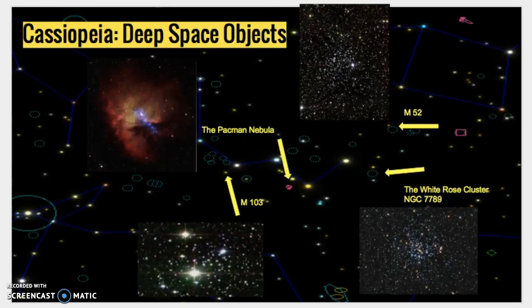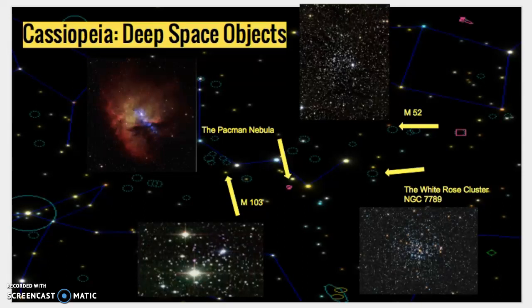On this next slide, there's kind of a lot going on, but we're going to talk about Cassiopeia and some deep space objects found here. So to make it a little bit easier, I'm just going to start and go left to right. First I'm going to start with the Pac-Man Nebula, and this one is a large gas cloud, and it's kind of the reddish-orange picture with the purple center. It is 9,500 light years away from Earth, to give you some reference.